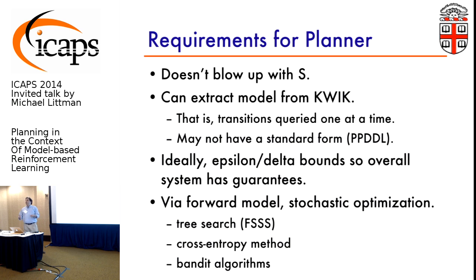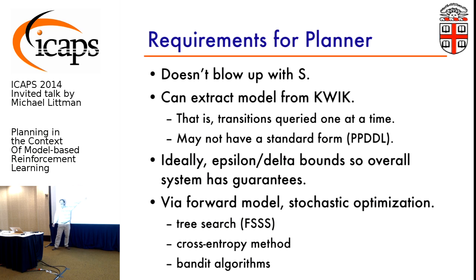What do we have to tell the planner so that it can use this kind of information that the learning algorithm is determining? We need something that doesn't blow up with the size of the state space. We need something that can extract the model from the quick learner, right? Because the quick learner's job is to figure out how transitions work, but it's done in this query fashion. I ask you, how does this transition work? And the system says, this one works like this. How does this one work? I don't know about that one. You'll have to assume something optimistic. So it doesn't have a nice tight representation of the entire state space and all the uncertainty.